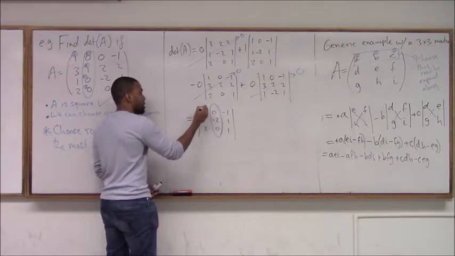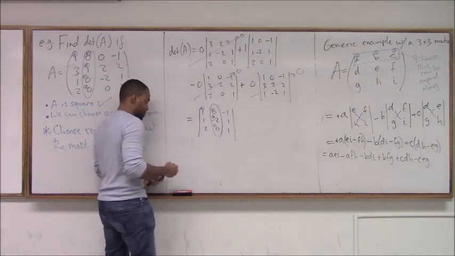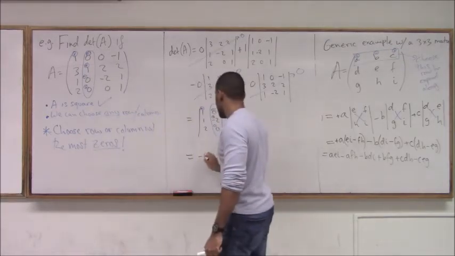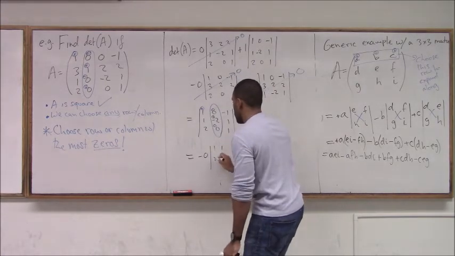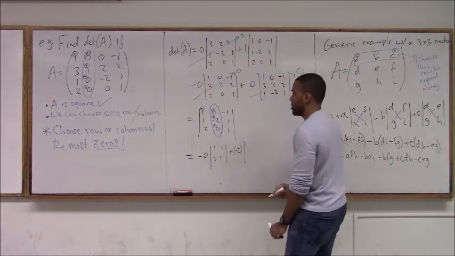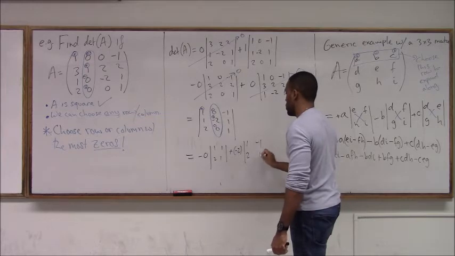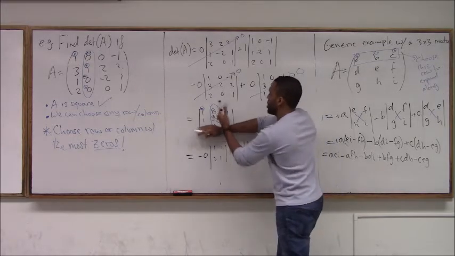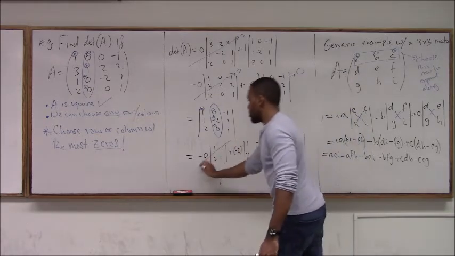This is a plus, minus, plus, minus. So this is going to break down into minus 0 times, block out everyone in his row and his column, 1, 1, 2, 1, plus a minus 2 times, block out everyone in that row and that column, 1 minus 1, 2, 1, minus 0 times, block out everyone in that row and that column, 1 minus 1, 1. These are of course zeros.